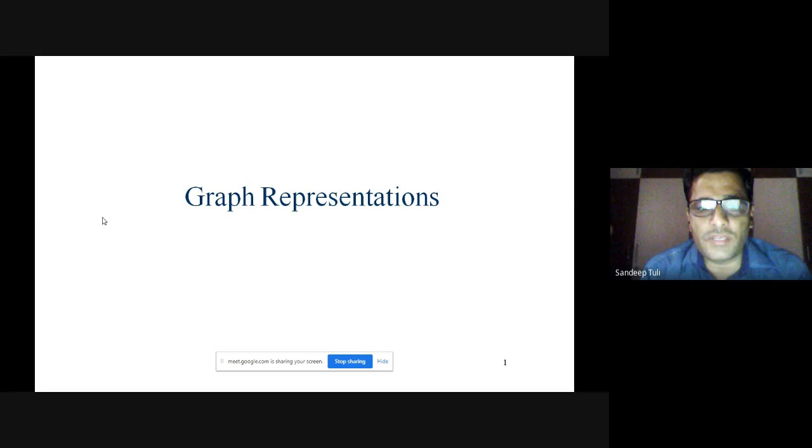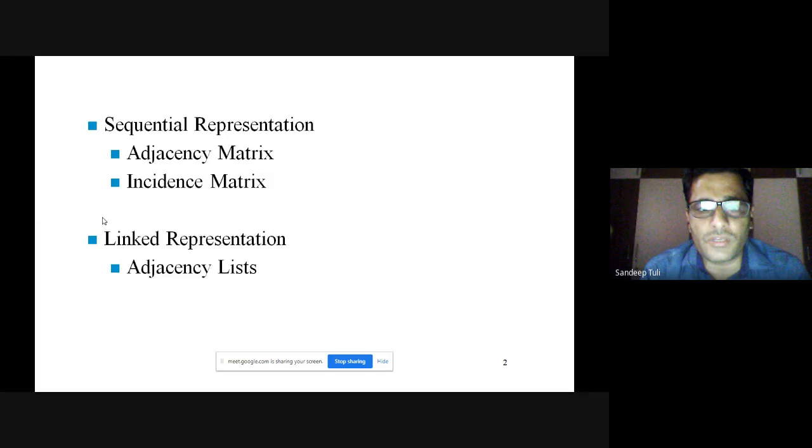Here, in the same way, we will represent the graph using two different representations, that is sequential representation and linked representation. That is nothing but again static and dynamic only. In static representation we will use sequential representation. Sequential is nothing but an array, and for dynamic representation we are definitely going to use a linked list.